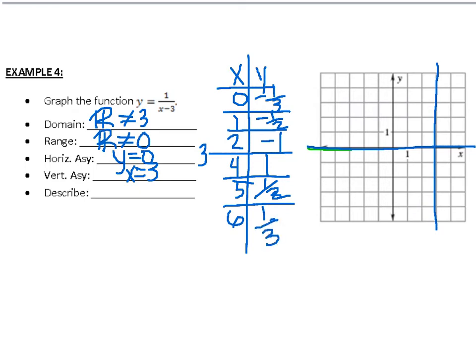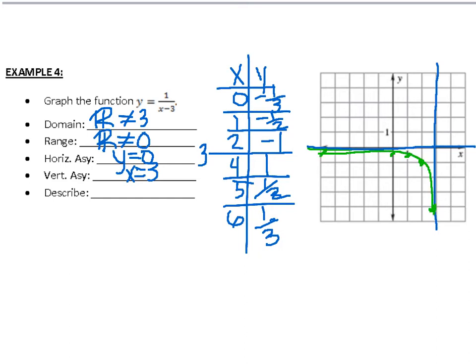So I'm going to graph these now. 0, negative 1/3 would be, second, got to get a different color. 0, negative 1/3 would be right about here. 1, negative 1/2 would be right about here. And 2, negative 1 would be right here. So let me draw this branch in.